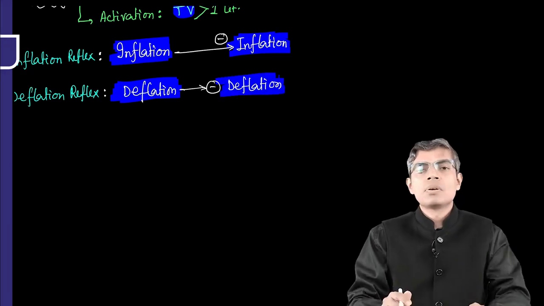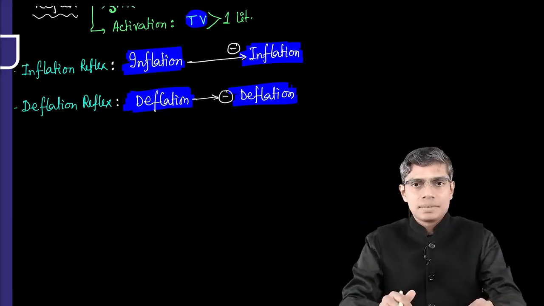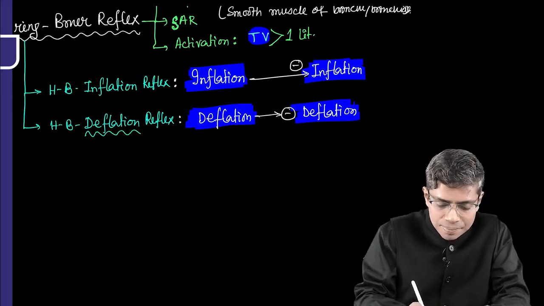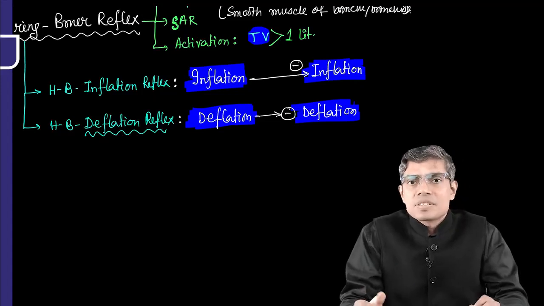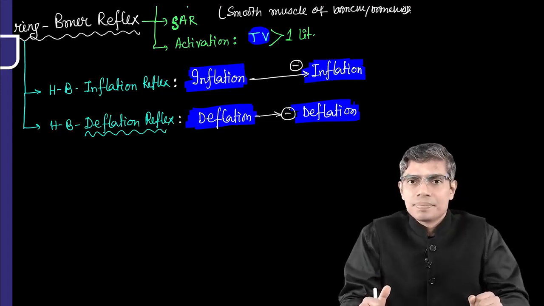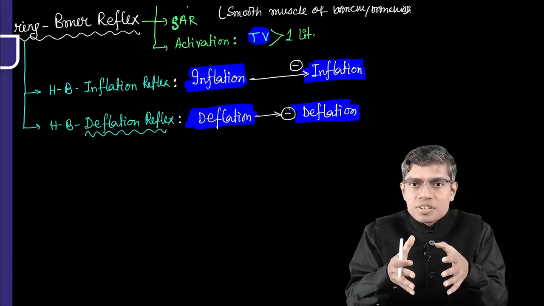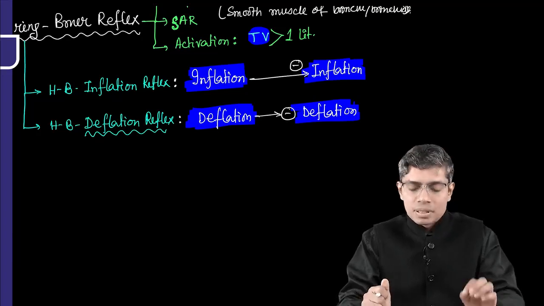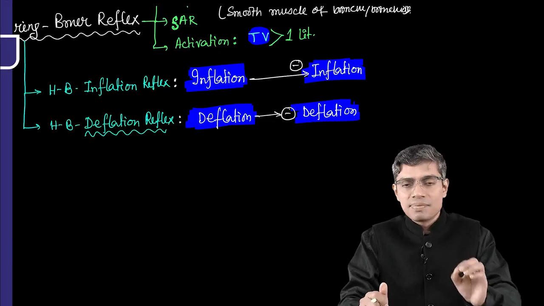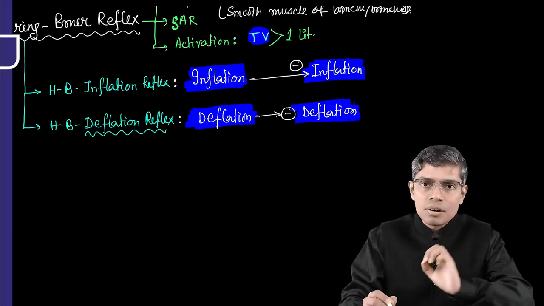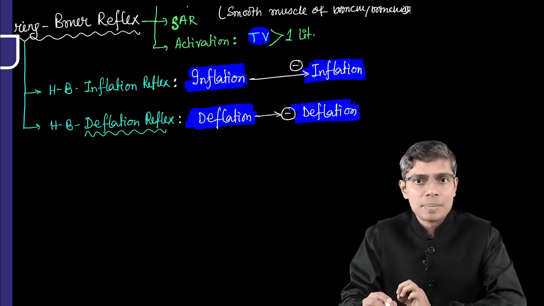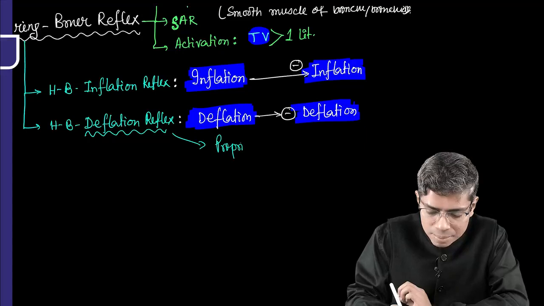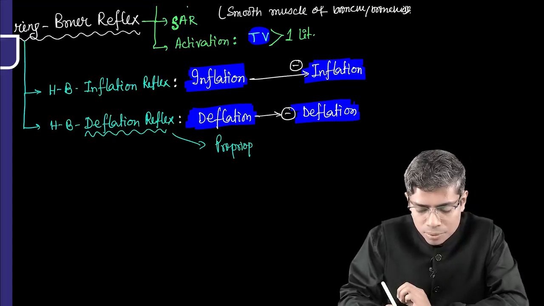Now the question is, whenever you are looking at this Hering-Breuer deflation reflex, what is the receptor? Because a stretch receptor cannot be the receptor here, because you are not stretching the lung, you are compressing the lung. So it is said in books that the Hering-Breuer deflation reflex particularly is not due solely to the stretch receptor. It is mainly due to the proprioceptor.